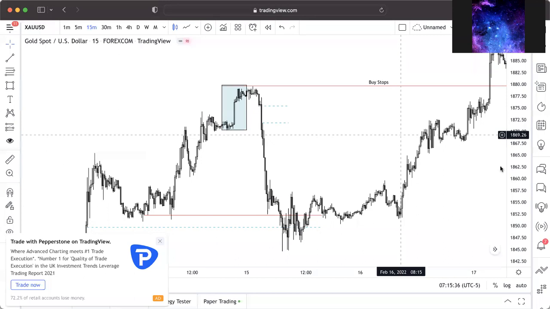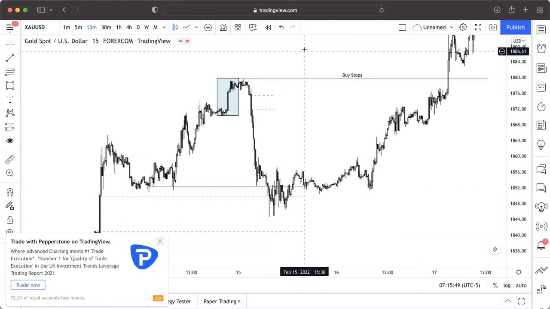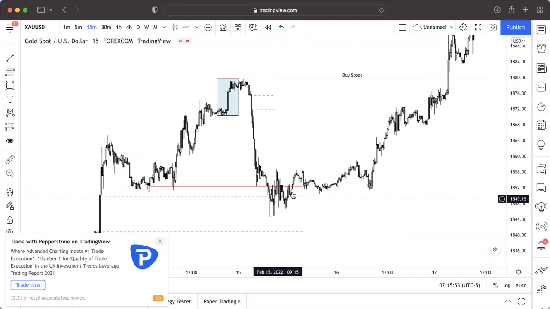Now here, I tried to take a trade from here, which I actually did. I did take a trade from here and closed it somewhere around here. It was a small trade, just trying to get back my equity curve. So that's why I took a trade here.